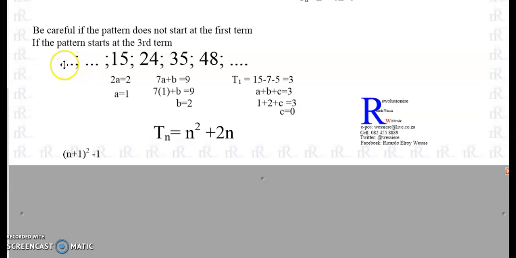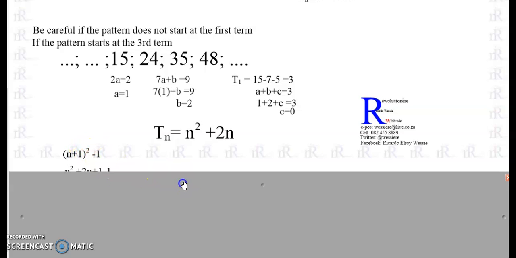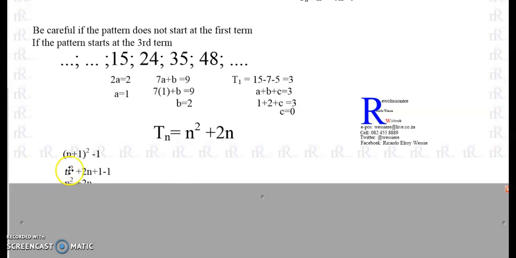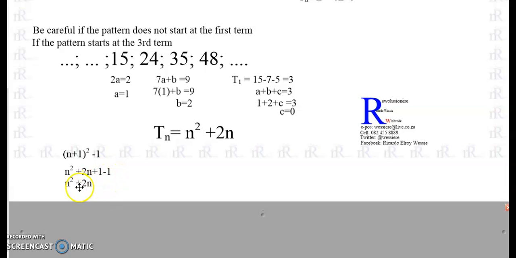But that number is the first term. I need it to be a 2. So that will be n plus 1. So it is n plus 1 all squared minus 1. So if I expand that, I will get n squared plus 2n plus 1 minus 1. And then 1 minus 1 is 0. Therefore, my pattern will be n squared plus 2n, the same as I would have when I use this quadratic formula rule that we've calculated.